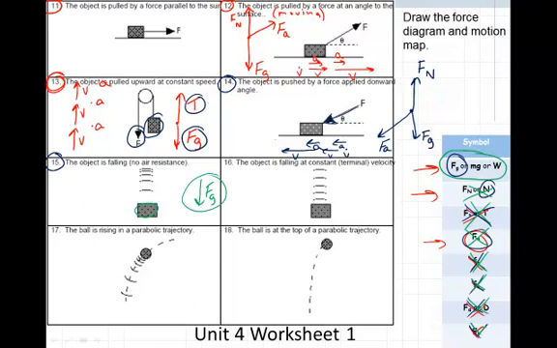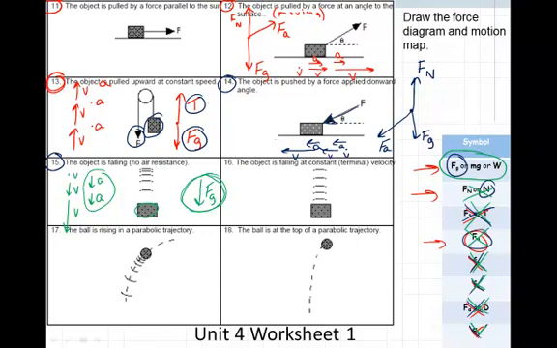So let's draw our motion map now. Our motion map, if it starts off being dropped, there would just be a velocity represented by a dot and increasing arrows with acceleration pointing downward. Notice that the only force is a force pointing downward, and it's not a coincidence that the acceleration is pointing in the same direction. We'll talk about that later.